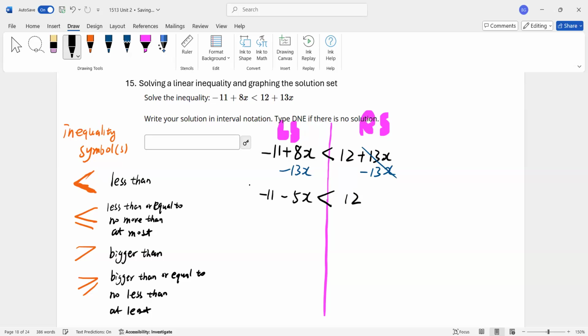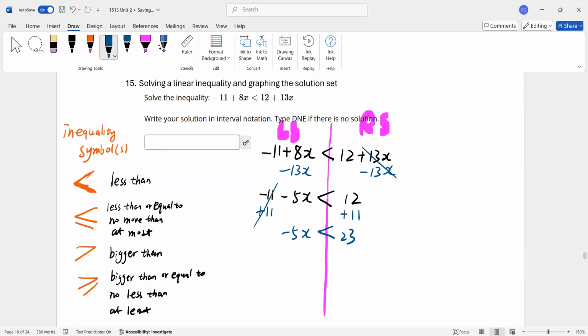So first again, yes, subtracting 13x from each side. And then I want to get rid of negative 11. So I'm going to add 11 to each side. And after that, we would have negative 5x on the left side. Bring down the inequality symbol. 12 plus 11, 23. Okay, very important. Next step, we want to isolate x, right?